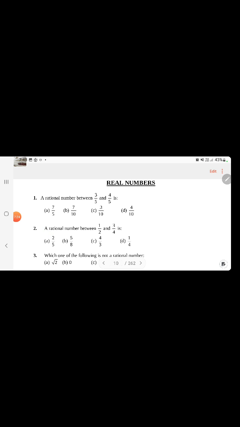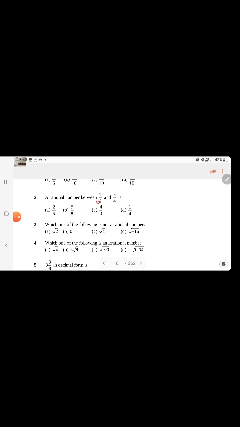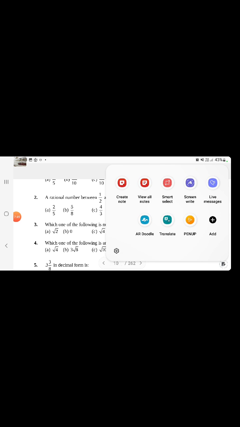Yeah, the second question is a rational number between 1 by 2 and 3 by 4 is. Here as you can see, the first option is 2 by 5, the second one is 5 by 8, 4 by 3 and 1 by 4. So you can easily convert the given rational numbers, the denominator into 8, and we can compare with the given options. So let's do it.